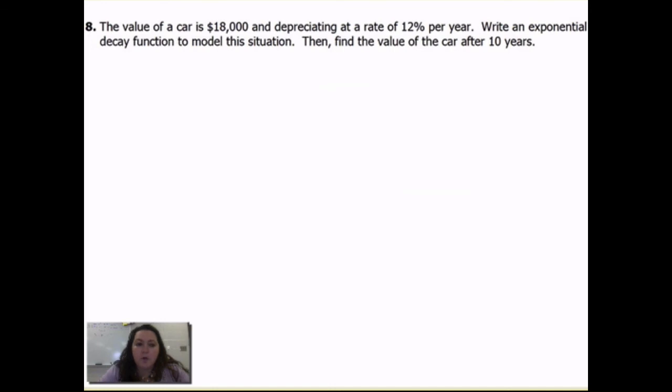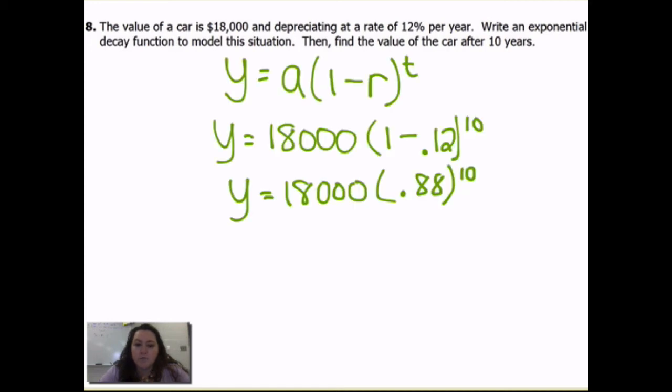The value of a car is $18,000 and depreciating, that means going down, at a rate of 12% per year. Write an exponential decay function to model the situation, then find the value of the car after 10 years. Plug it into my function.